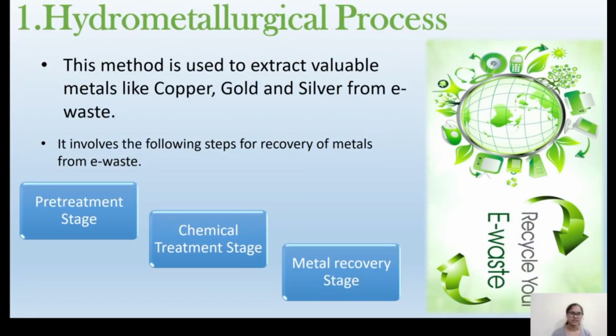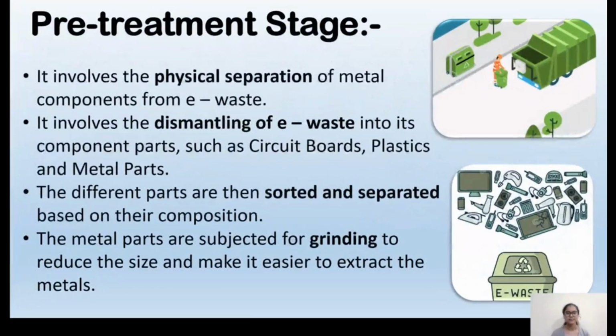Let us know what is the hydrometallurgical process. This method is used to extract valuable metals like copper, gold, silver from the e-waste. It involves the following steps: pre-treatment stage, chemical treatment stage, and metal recovery stage.